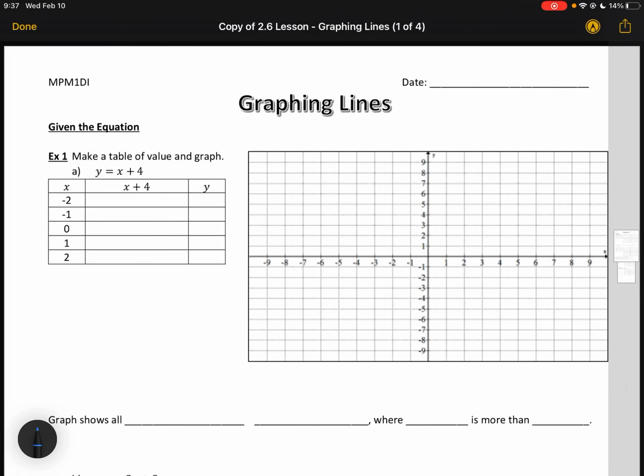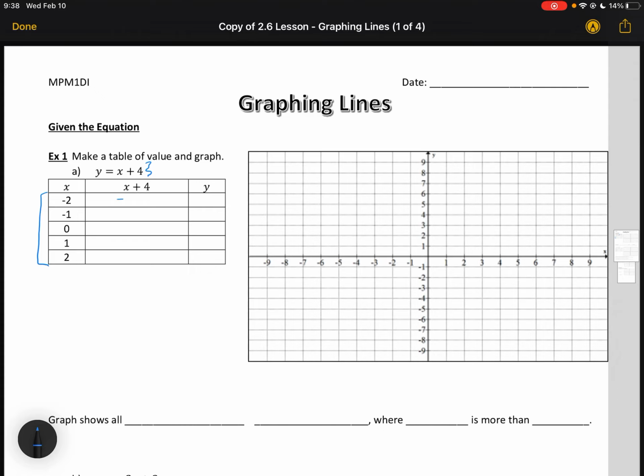This video goes over some different approaches to graphing lines. So the first one that we can do is make a table of values and graph. So I'm given this equation here. I've chosen some x values, and now I'm going to figure out what the corresponding y value would be.